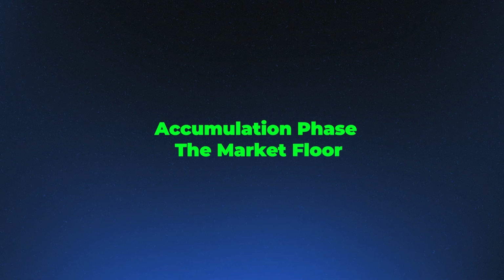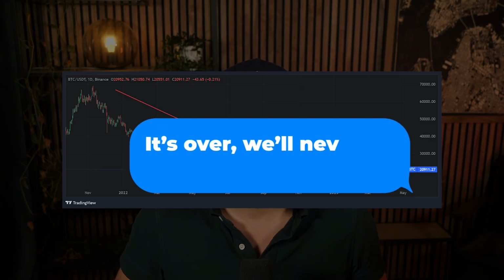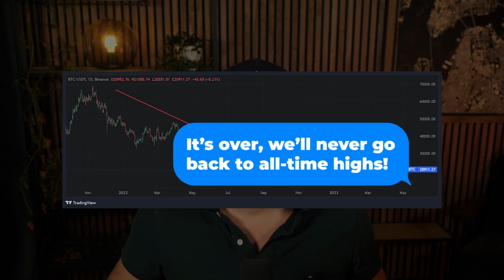The accumulation phase, the market floor. Imagine drawing a chart. The market drops, and then at some point it stabilizes. That's the floor, the bottom. This is the accumulation phase. Prices move sideways, volatility is extremely low, institutional investors accumulate quietly, and the media is completely negative. It's all over, we'll never go back to all-time highs.